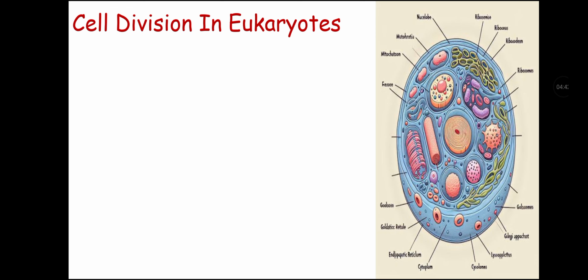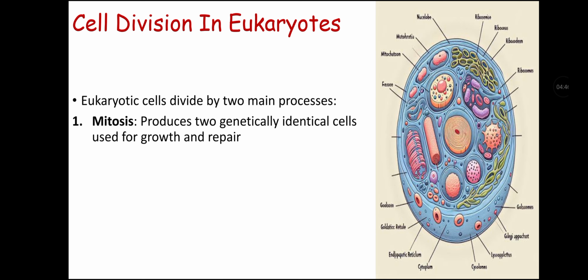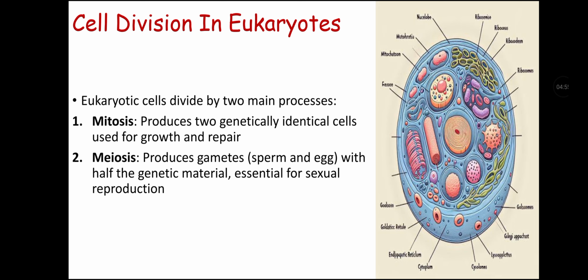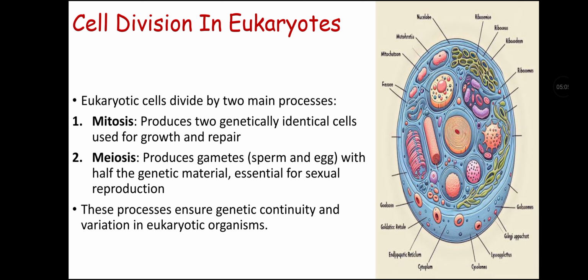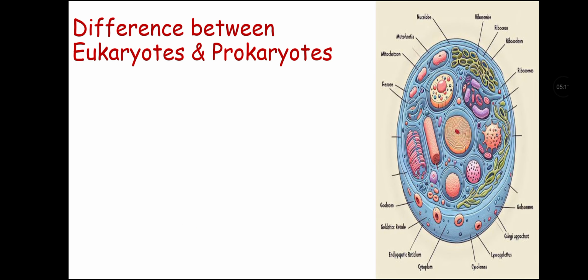Now let's talk about cell division in eukaryotes. Eukaryotic cells divide by two main processes. First is mitosis that produces two genetically identical cells and it is used for growth and repair of the organism. Second cell division way is meiosis, that produces gametes that may be sperm and eggs with half the genetic material that is essential for sexual reproduction. These processes ensure genetic continuity and variation in eukaryotic organisms.